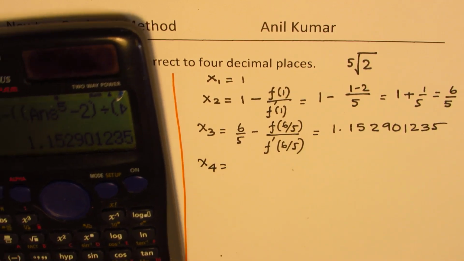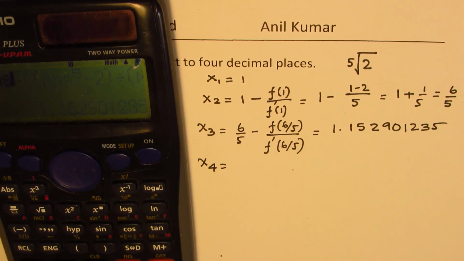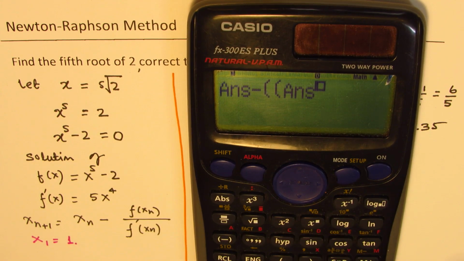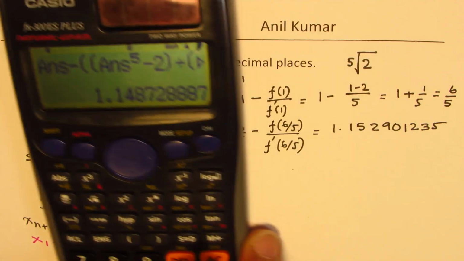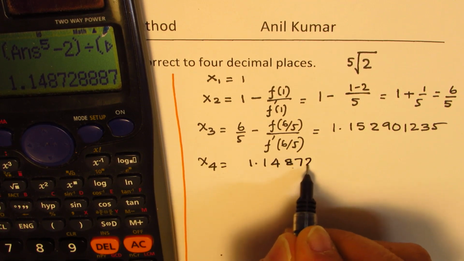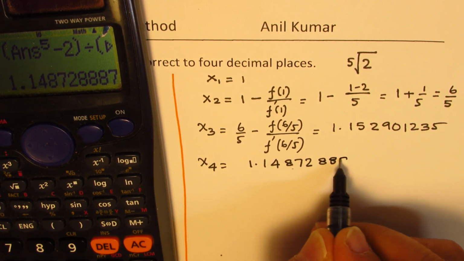Next, value x4 will be what? Let's calculate directly. So we have the answer, so we just put that answer here, minus brackets, value of the function, which is the formula, right? So answer to the power of 5 minus 2, bracket close, divided by derivative, 5 times answer to the power of 4, bracket close, equals to. So we get a value here which is 1.1487288, there are 387, correct?